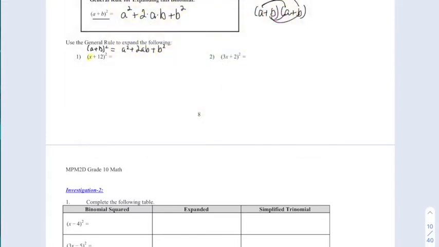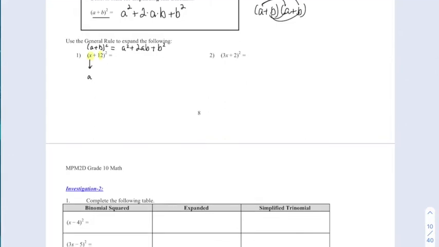And I know that x is going to be my a term, and b, 12, is a lot like b. So I know if I expand it, this is going to be x squared plus 2 times x times 12 plus 12 squared. I could have done this all in my head probably, but I just wanted to show you an extra step. So I can use a general rule to expand instead of writing the bracket out twice.